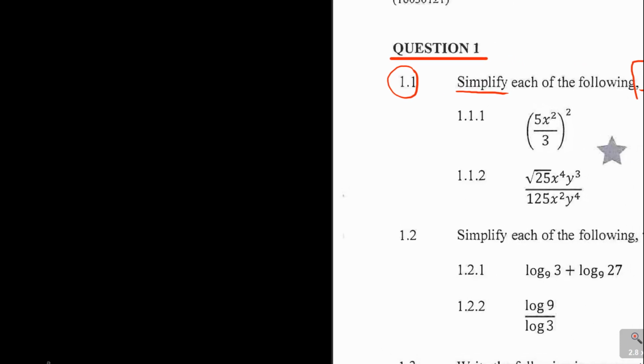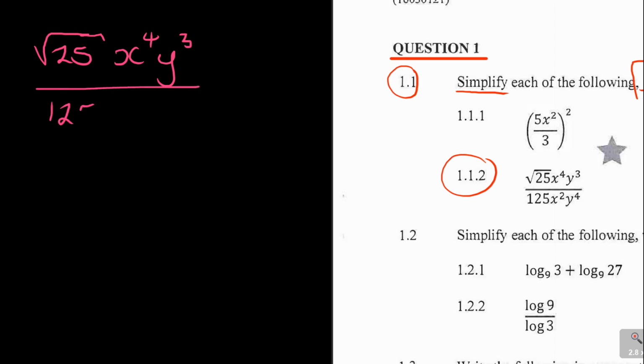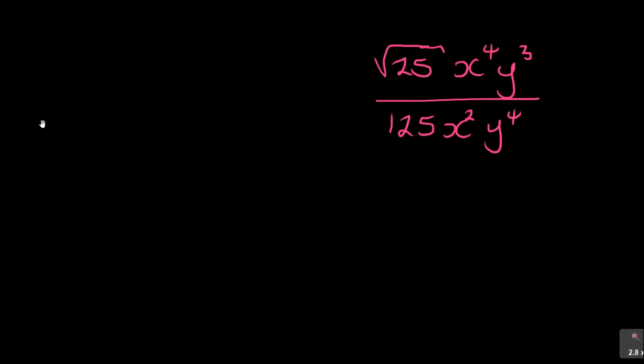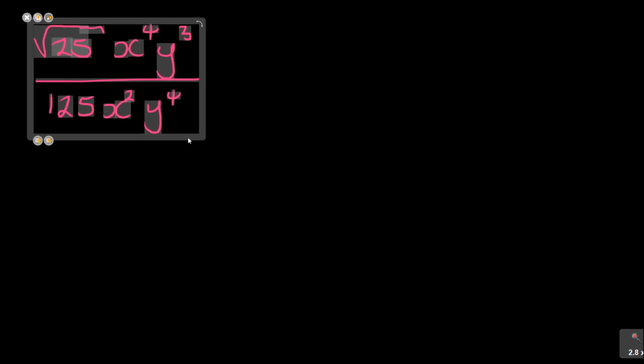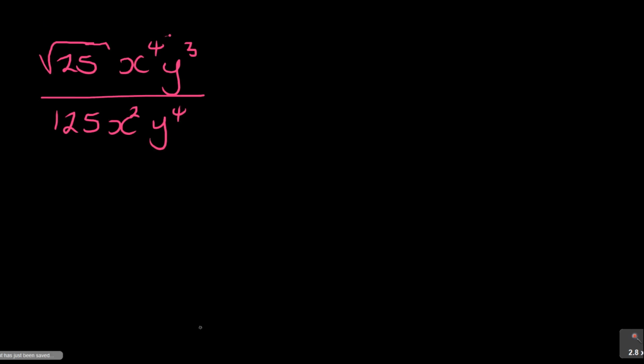1.1.2. In this case, we are supposed to simplify. It says the square root of 25, am I right? Then x to the power 4, y to the power of 3 over 125 x squared y to the power 4. So this is what I'm having. If I'm to work this out, look at this. I got this and I want to work this out.